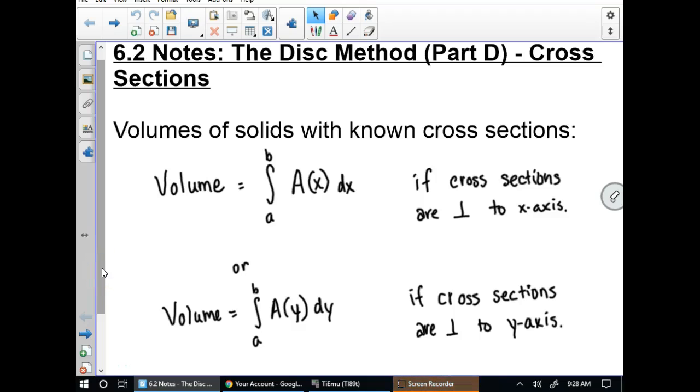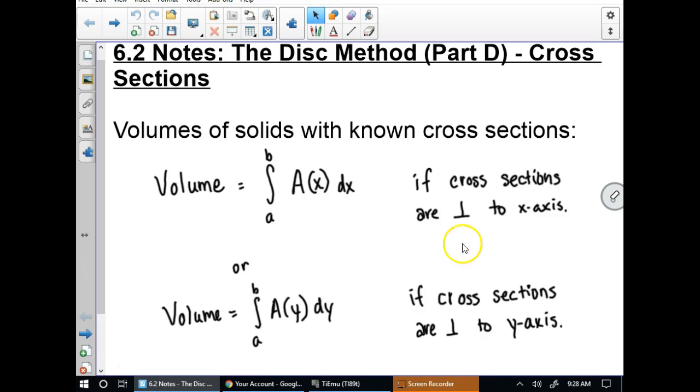If you're using semicircles, it'd be 1/2 pi r squared. If you're using triangles, it's going to be a little bit different. It depends on what type of triangle you're using there, but more or less base times height, although you've got to get it in terms of one variable there.